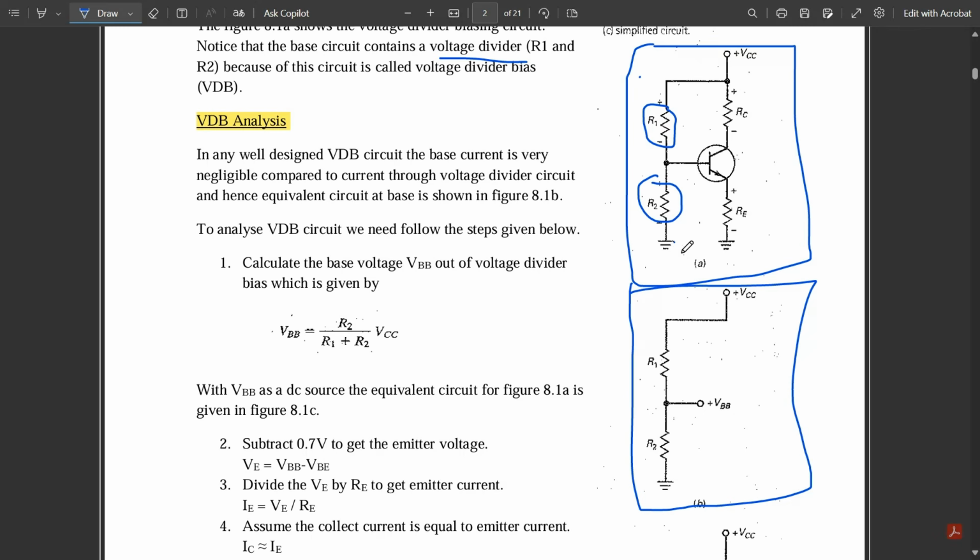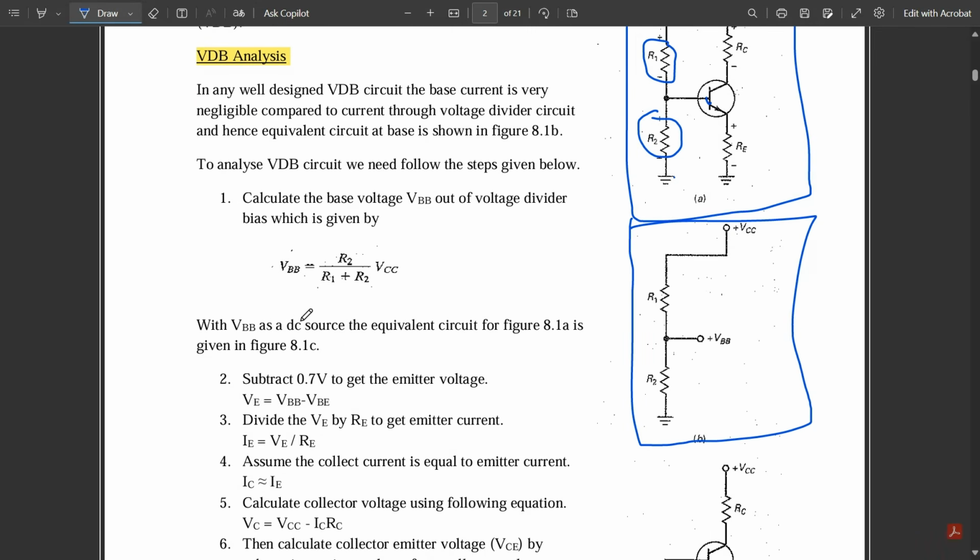Here we have two resistors connected with respect to VBB. So this plus VBB is the base voltage at this terminal. They have drawn one simple equivalent circuit just to make clear how the voltage is getting divided. To analyze this VDB circuit, we need to follow the steps given below. Step by step, each parameter you are going to see one by one. Let us see first what it is.